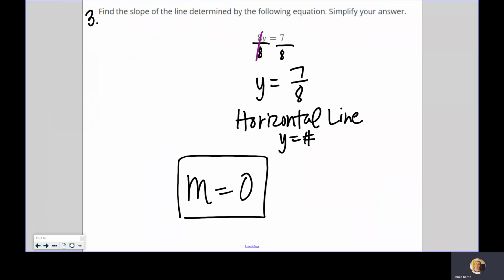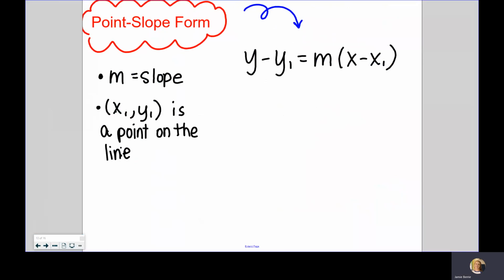All right, let's look at another example. I'm sorry, we're actually going to look at point-slope form next. All right, so this is point-slope form. We already talked about standard form. We talked about slope-intercept form. This is point-slope form. Point-slope form is very useful. This is something that you want to have written down on your index card.